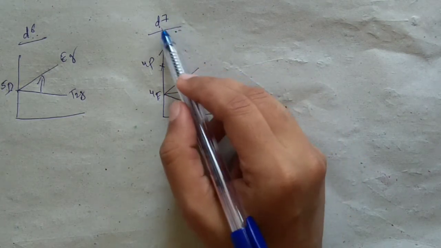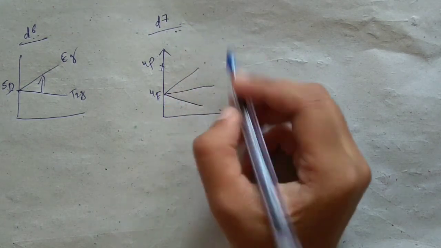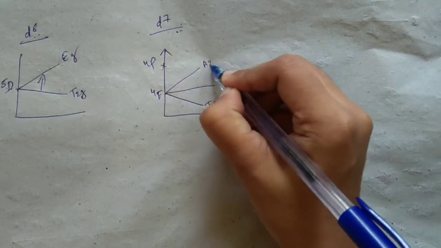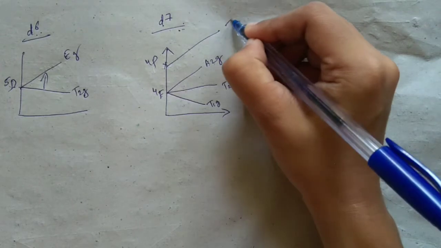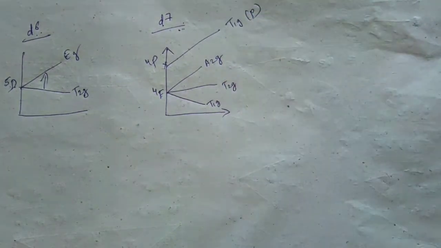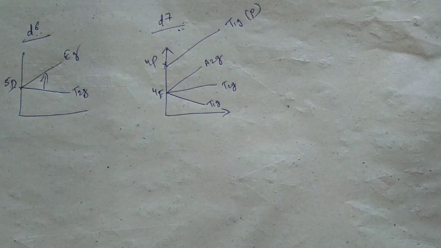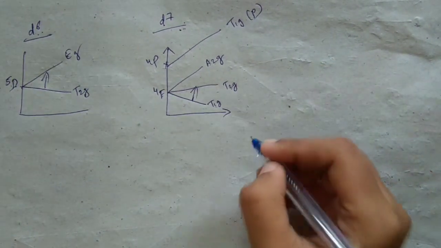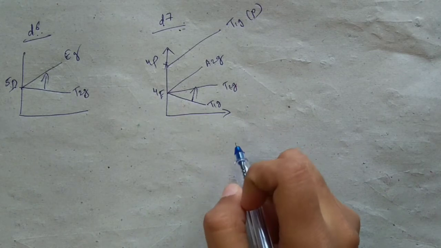So first you find D7, any hole formalism? No. So T1g, T2g and A2g. Then here T1g(P). So the fundamental transition is from T1g to T2g. So this is the D7 Orgel diagram.